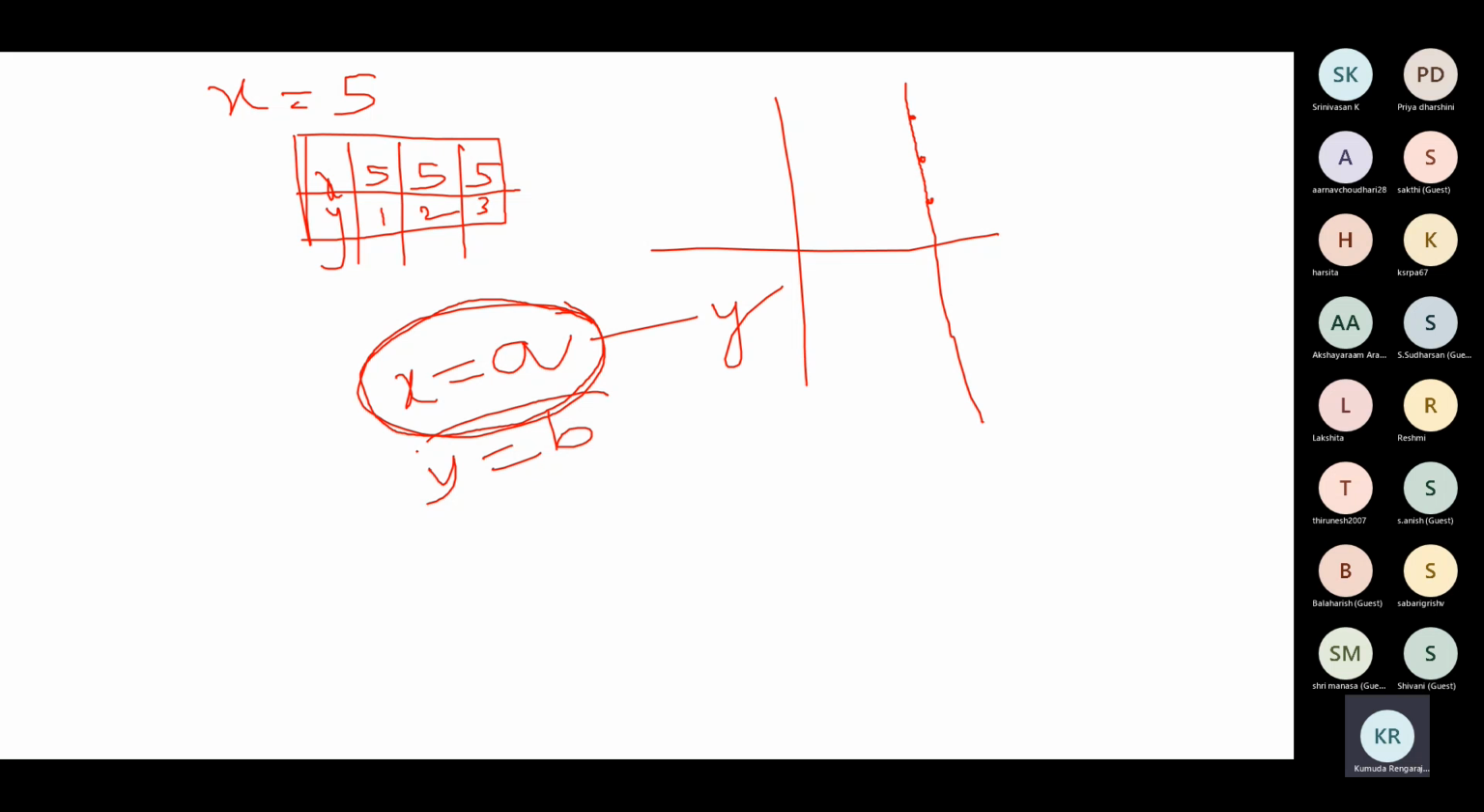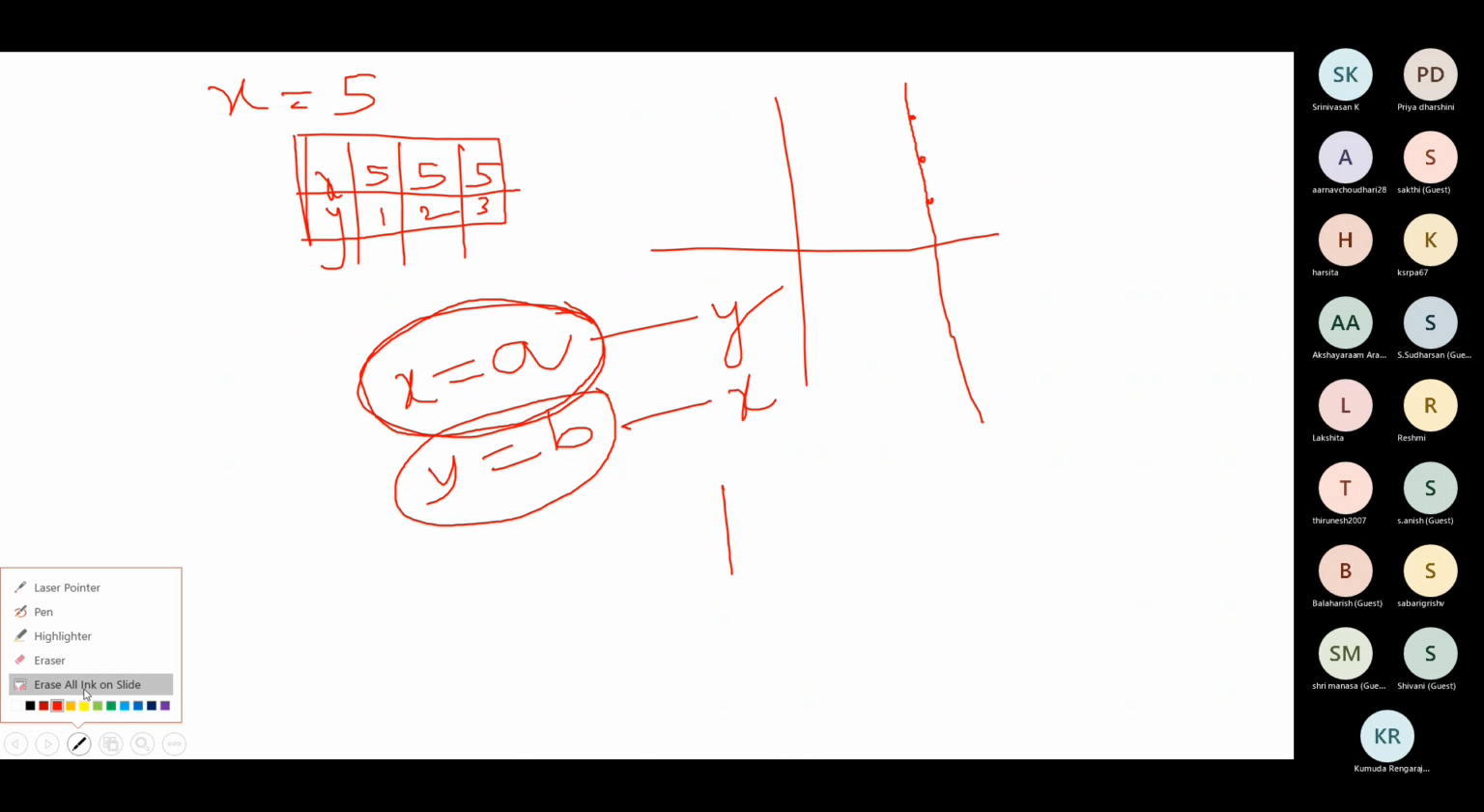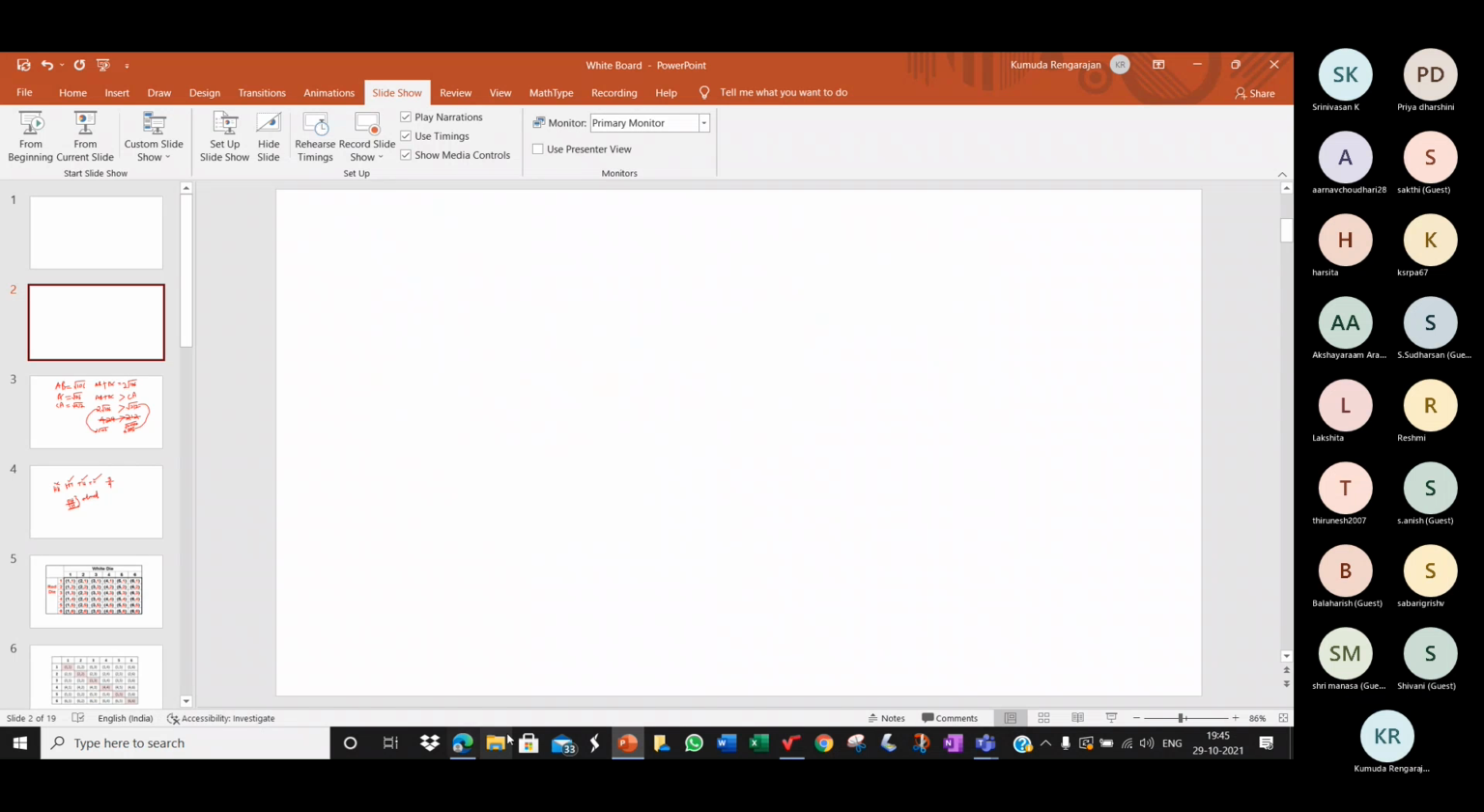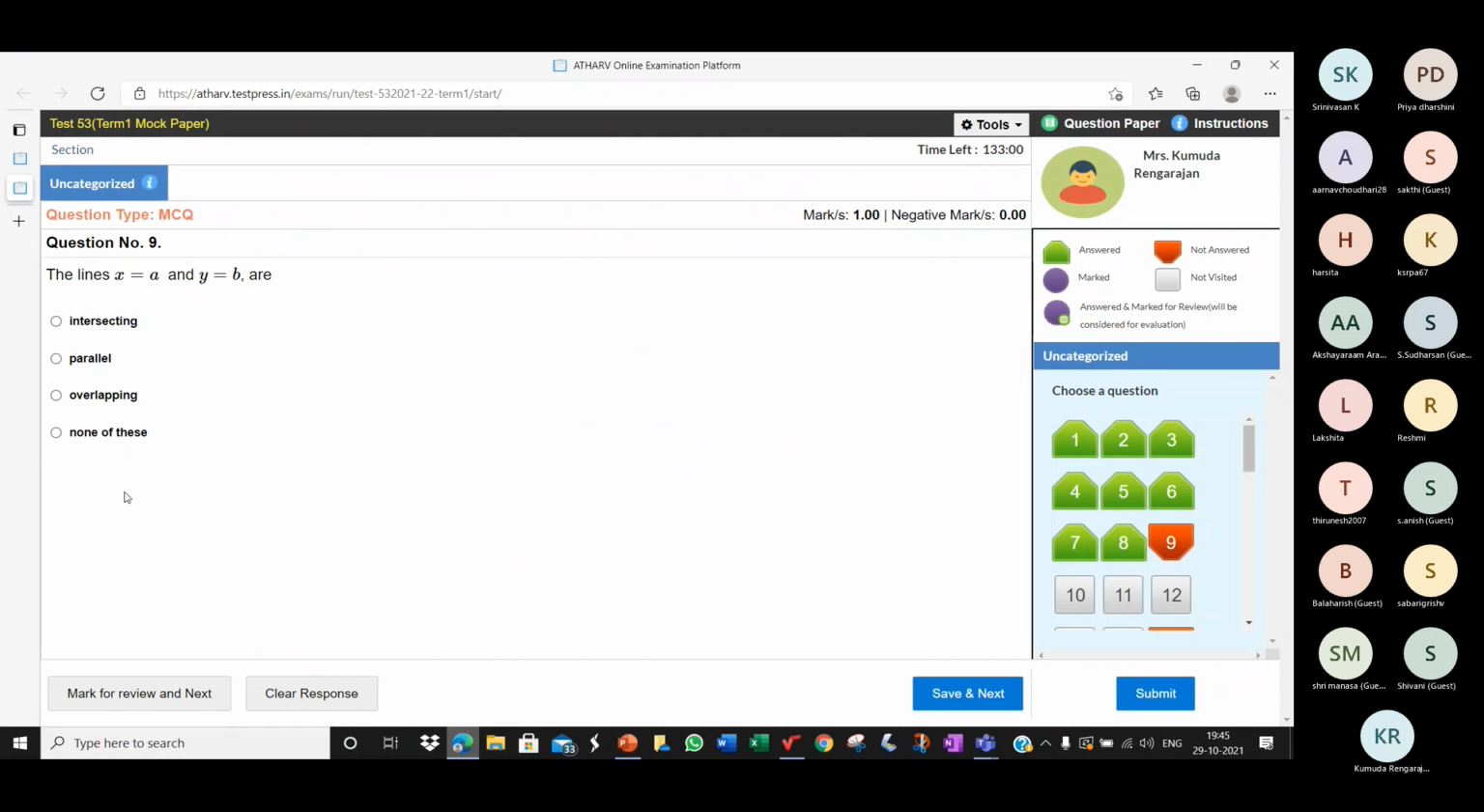Y is equal to b. If an equation takes the form y is equal to b, that is y is equal to some constant, then it will always be a line parallel to the x-axis. Okay, ma'am. So one line is parallel to the x-axis, the other is parallel to the y-axis. So these two lines will be perpendicular to each other. Or okay, perpendicular or intersecting lines. The word perpendicular is not here, so intersecting lines.